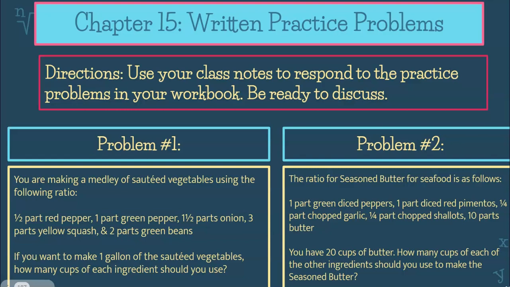All right, so this is the last written practice problems that we'll go over. This is chapter 15. Because the kitchen ratios are just longer problems, we are only going over two as opposed to three. The first one is about vegetable medley. You're going to be making a gallon, and it wants to know how many cups of each ingredient you need to use. In the second one, the total amount is undetermined, but it does tell you that you have 20 cups of butter. It wants to know how much of all the other ingredients you need for a seasoned butter for seafood.